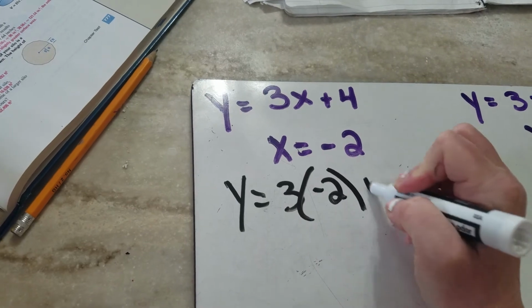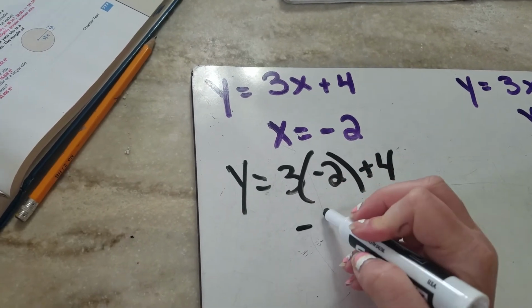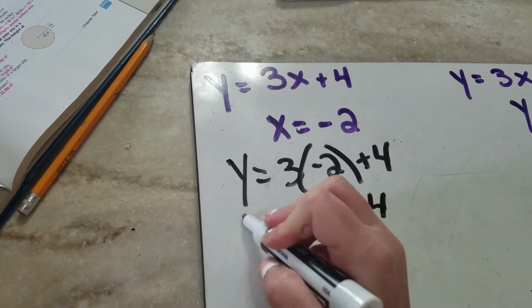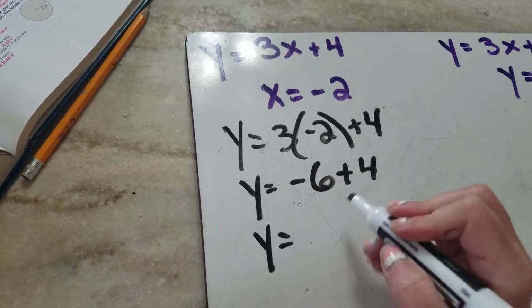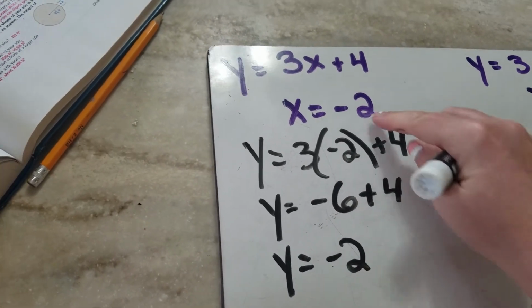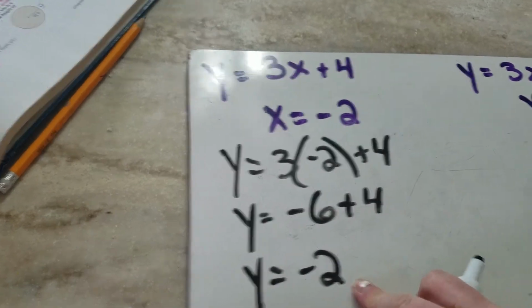-2 goes in for the x, plus 4. 3 times the -2 is the -6, plus the 4. And then combining that right-hand side becomes -2. So given an x, you solve for y.